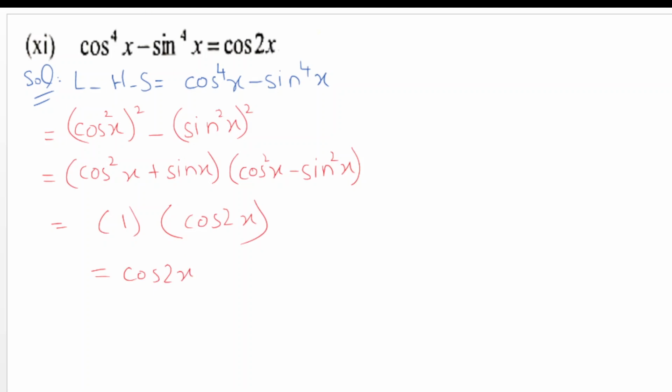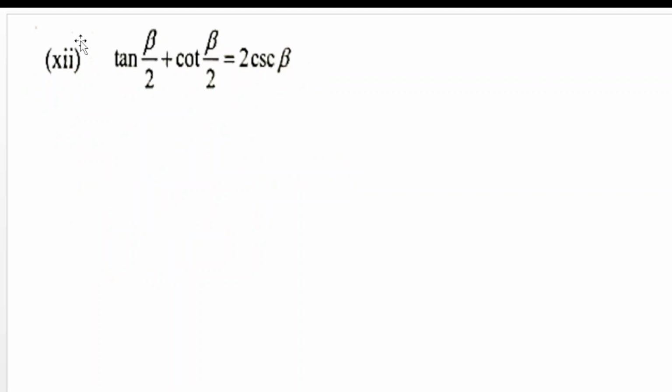So I will write the formula on the right side. The students know that cos 2 alpha will be equal to cos square alpha minus sine square alpha. So I hope you understand this question. So let's move toward the next question that is in front of us about tan.